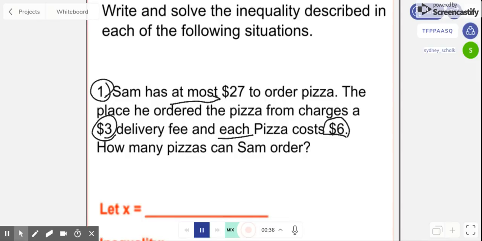The first step is writing our let statement or defining our variable. So we are going to let x equal the number of pizzas Sam can order.